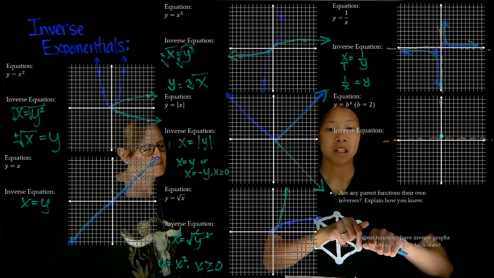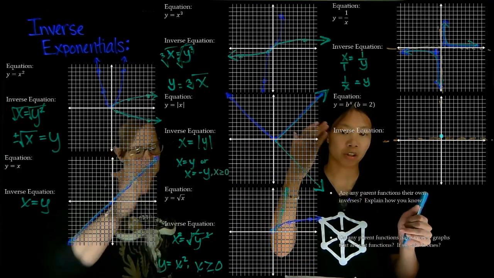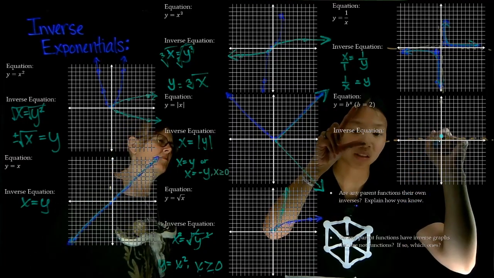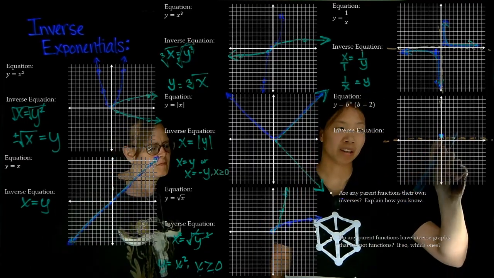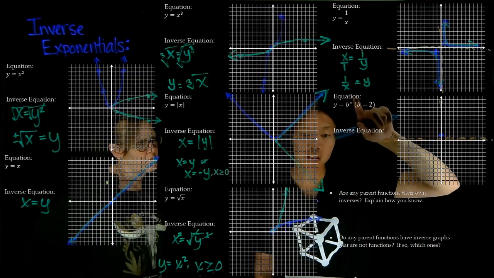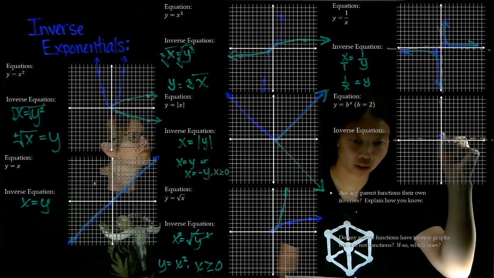So if I did 0, anything raised to the 0 power is just 1. So y equals 2 to the 0. When x is 0, 2 to the 0 is 1, so y equals 1. So I have a point here at 0, 1. And then 2 to the x power. If I plug in 1, 2 to the first power is 2. So I know I go over 1 up 2.